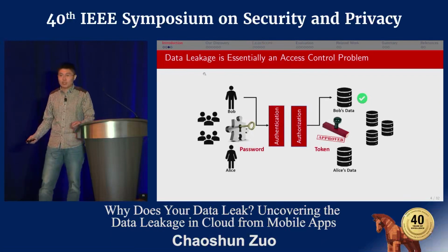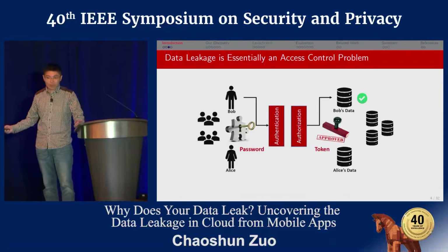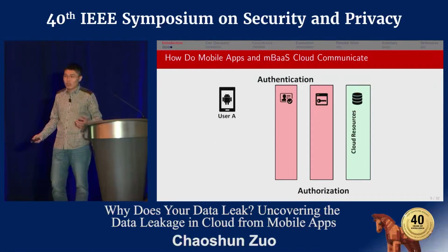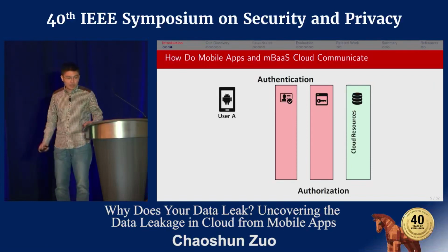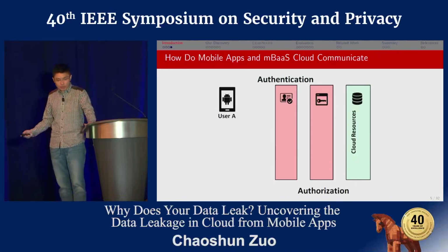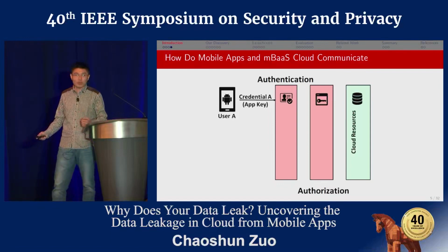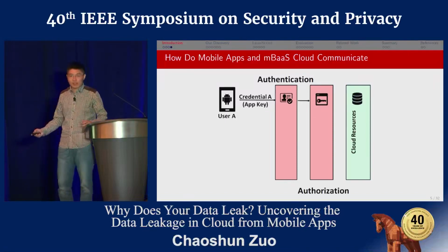So how does access control work for mobile backends, particularly for the MBaaS cloud backend? For cloud backends, there are two types of users: normal customers for the mobile app and app developers. For a normal customer of the mobile app, say user A, she needs to provide an app key to tell the cloud which app sends this request, as well as her credential for authentication. The cloud will grant her permission to access resources based on the configuration file that is defined by the developer.